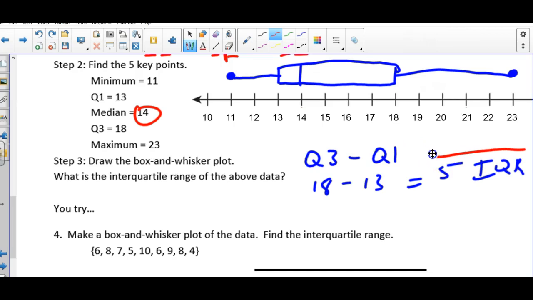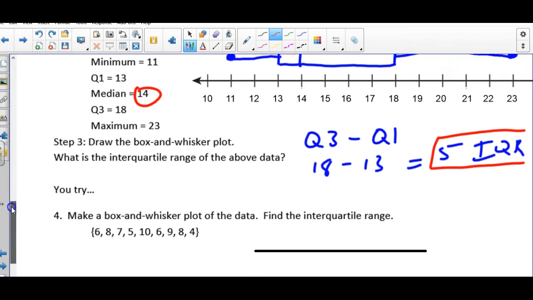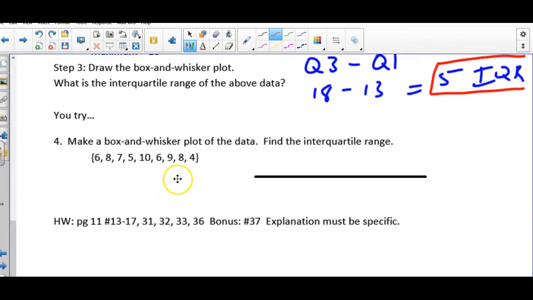Let's look at the next example right here, the U try example. We've got to make the box and whisker right here. So the first thing we need to do is write this in numerical order. So you have 4, 5, 6, 6, 7, 8, 8, 9, and 10.